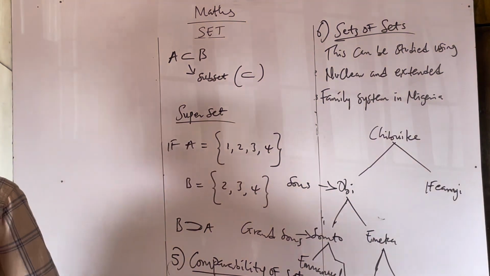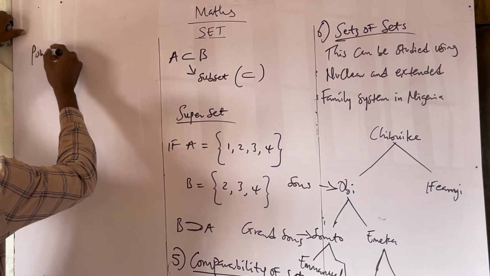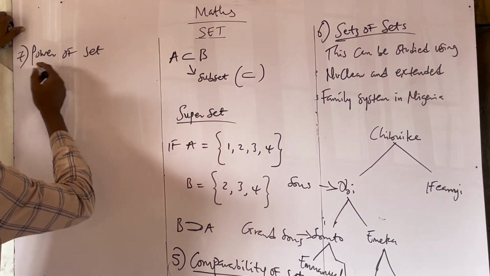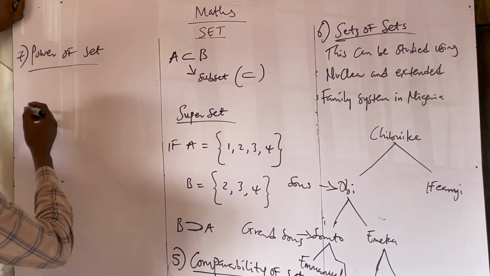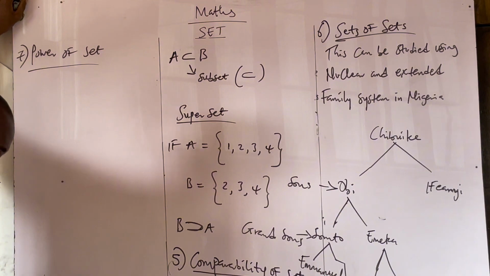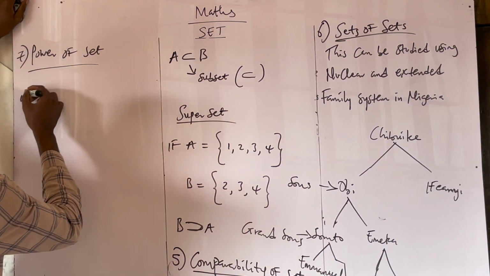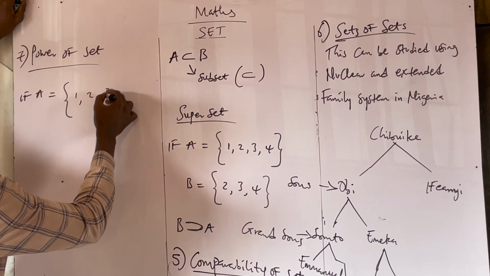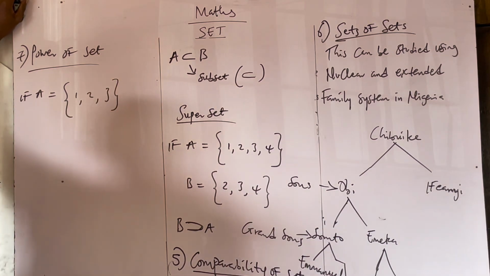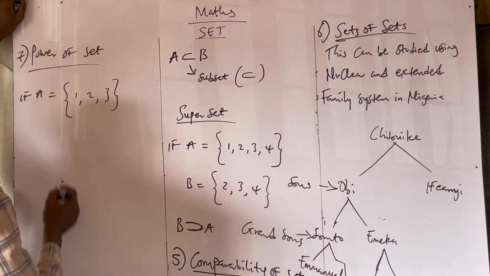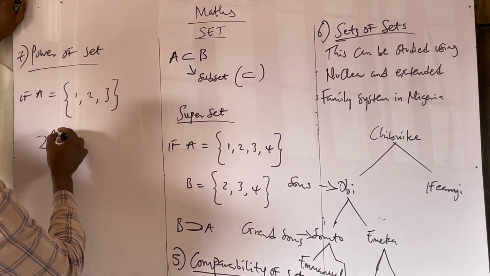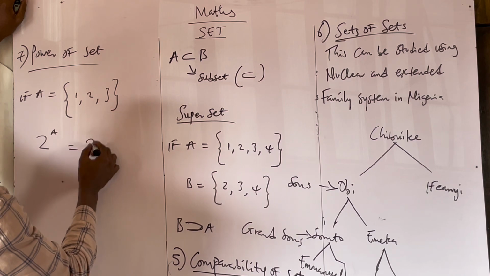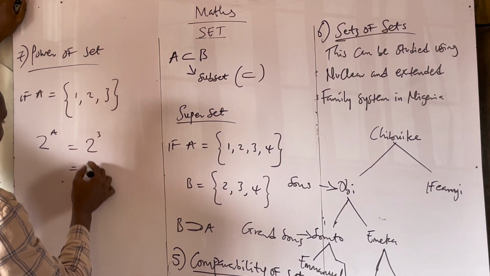So here, power of sets, that is number 7. Let me use an example to explain this. If A contains 1, 2, 3, this is going to be 2 raised to the power what? A. How many numbers are here? This is equal to 2 raised to the power 3. This is equal to 8.